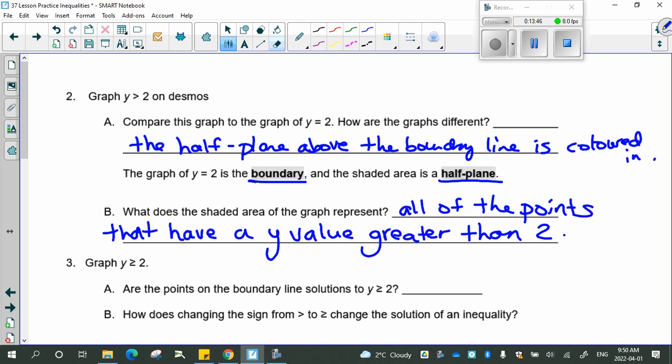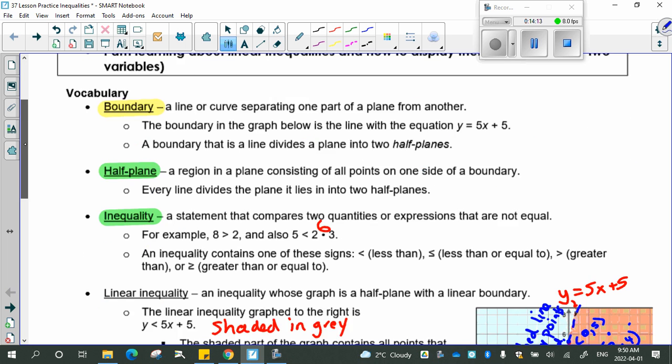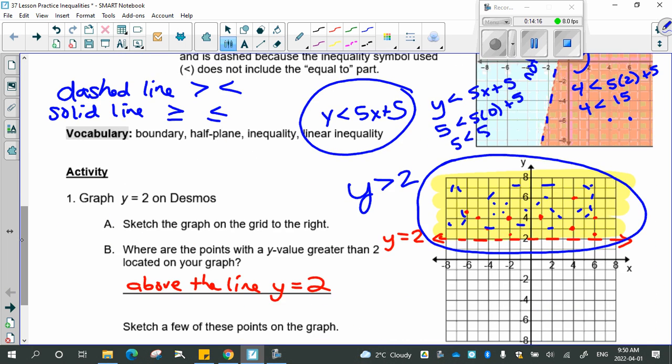And then here it didn't talk about the boundary being dashed, so let's add a C here. The boundary line is dashed instead of being solid. So look at our picture again. Why is this line here dashed instead of being solid? Because we don't include points on the boundary line, because their y values aren't greater than 2. Okay?